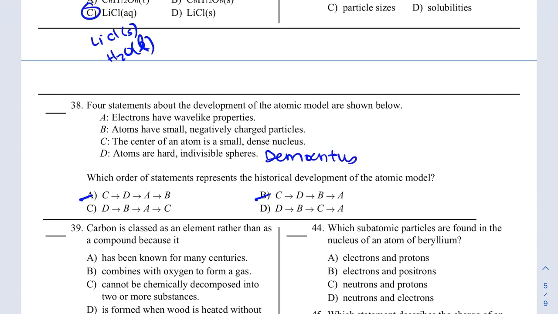What came next? Well, John Dalton did not change anything. He came up with the atomic theory. Then it was J.J. Thomson and the plum pudding model. And he said electrons are like little negative chocolate chips in a lump of positive dough. So that looks like B would come next. Then is it A or C? So then after Thomson comes Rutherford, and Rutherford had the gold foil experiment, which said that atoms have a small, dense, positively charged nucleus and are also made of mostly empty space. So it looks like C comes next, and then A. So choice D.